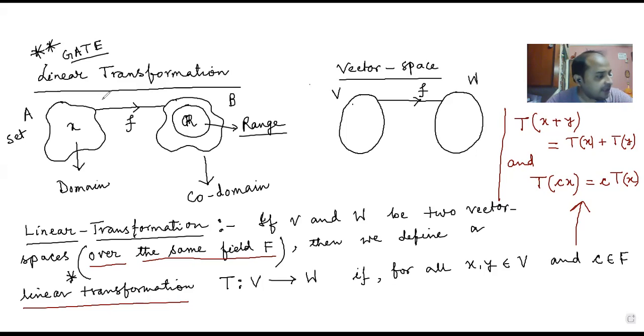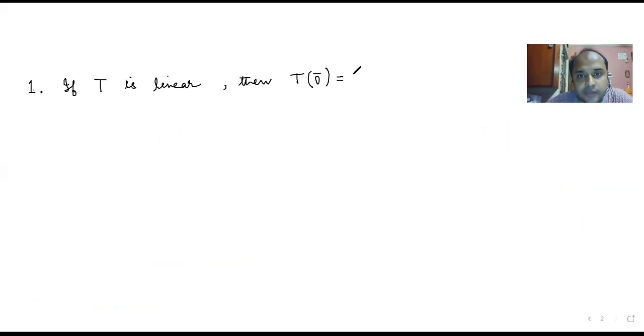Now, after this, there are certain properties which are given. Property number one: if T is linear, then T of 0 bar is equal to 0 bar. I want to discuss this a little bit. Probably you have not understood the actual meaning of this. So what does it actually mean?